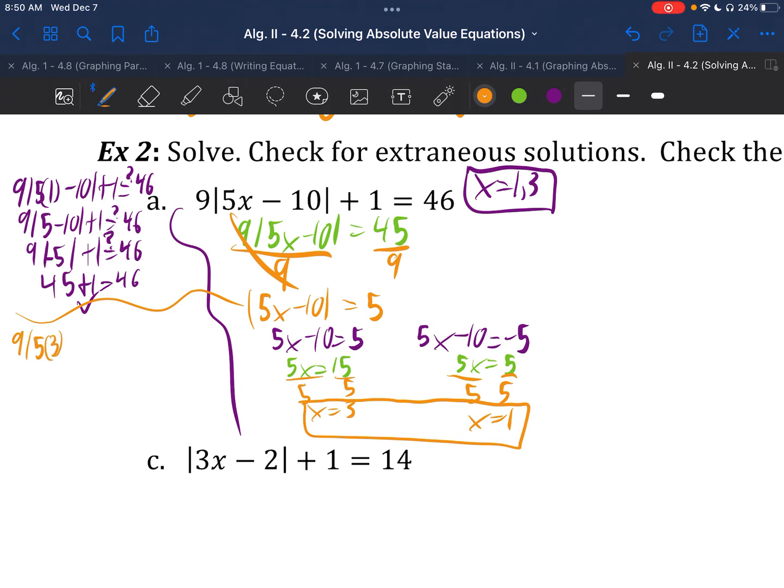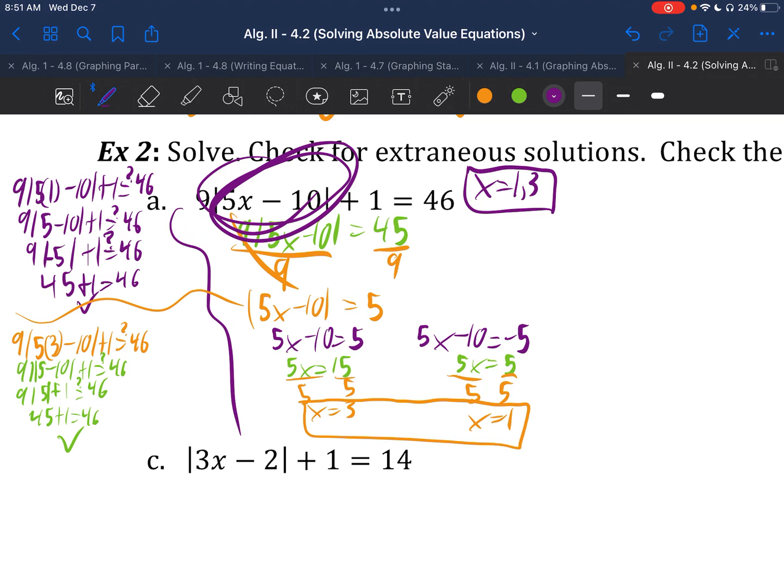So we say, okay, well, let's check the other one. 9 times the absolute value of 5 times 3 minus 10, plus 1, does it equal 46? So then you say, well, 5 times 3 is 15, absolute value of 15 minus 10, plus 1, you're going to get absolute value of 5 plus 1. 9 times 5 is 45, so once again, 45 plus 1 does equal 46, so both answers checked out.